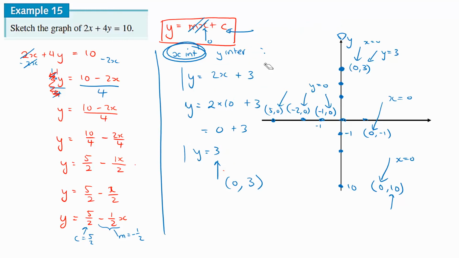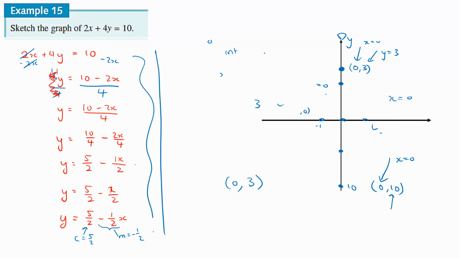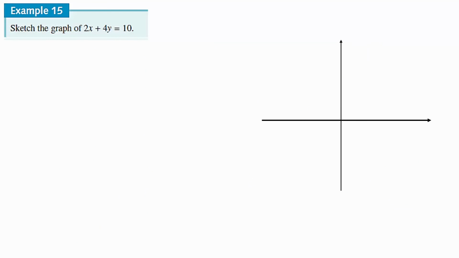So let's go and have a look. Well, there's a lot to rub off here. But let's have a look at how to sketch this line. Actually, I'm going to rub everything off, okay? So if you want to see all of this, just go backwards on the video. I'm going to cancel all this out. All right, here we go. Start from the beginning. So sketch the graph of 2x plus 4y.